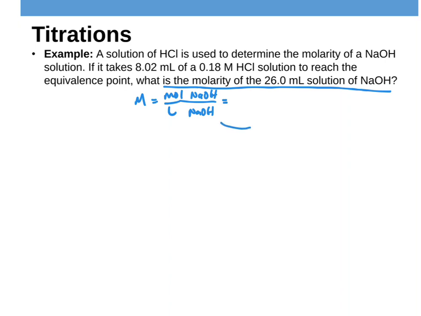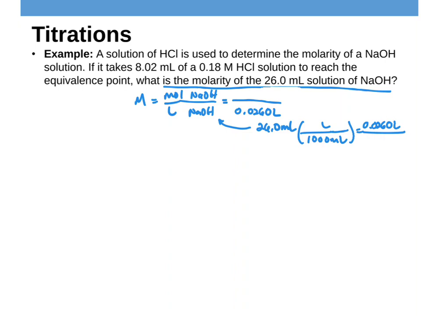This one's kind of nice because I can already figure out the volume because I know that there's 26.0 milliliters of this solution. I just need to divide that by 1,000 to turn that into liters: 0.0260 liters. It's real easy for me to figure out how many liters there are. What I don't know yet is how many moles of hydroxide there are. So that's really the thing that I need to figure out.